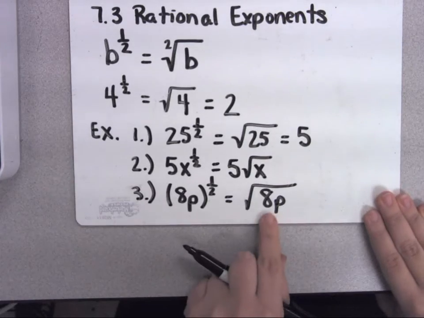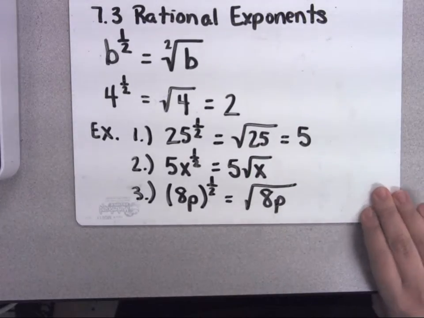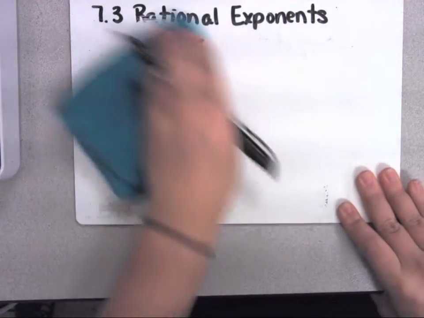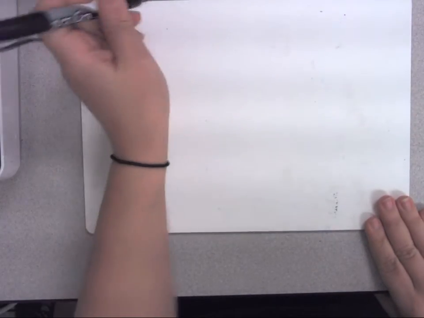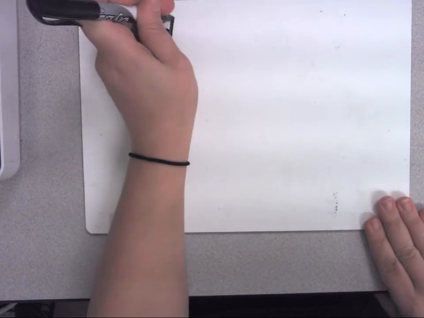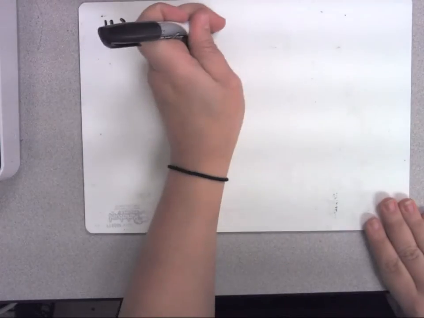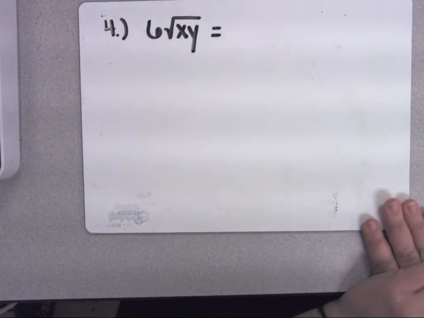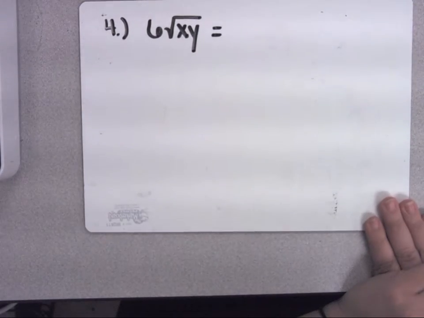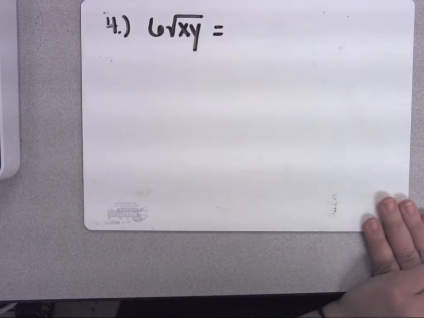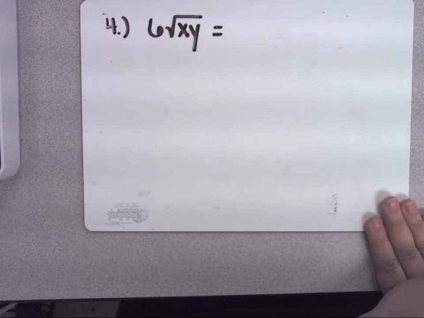Okay, now I'm going to go backwards. I'm going to give you the radical form, and you're going to write it as exponent form, okay? We just went exponent to radical. We're going to go backwards now, okay? Okay, we just did 3, so 4. How about 6 square root of x, y? Being tricky now. How would you write this? How would we write this one in exponent form?